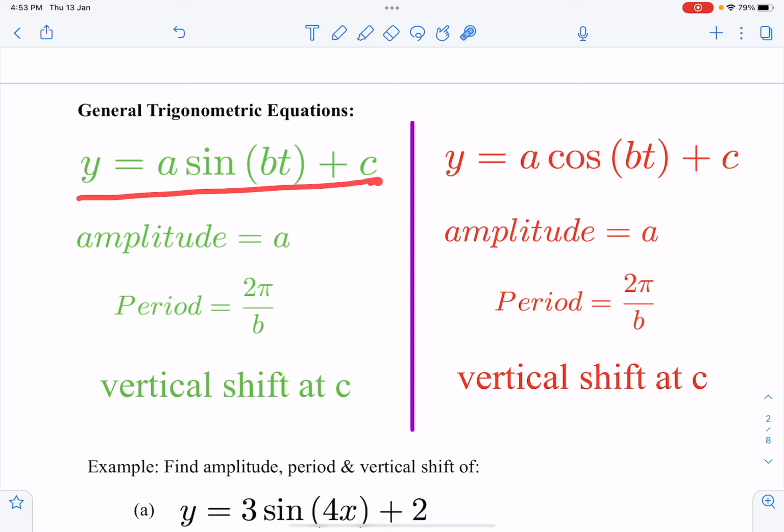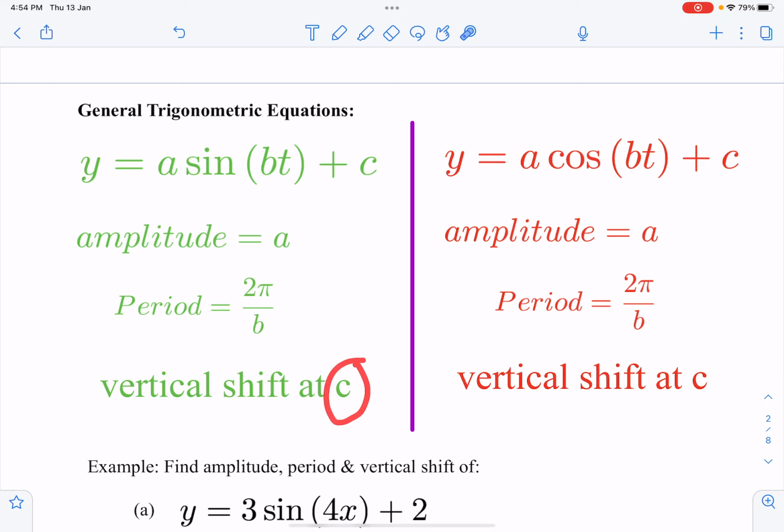So y is equal to A sine BT plus C. BT is inside the angle and plus C is for the vertical shift. So amplitude is A, as I told you. The coefficient of sine or cosine becomes the amplitude but positive. Then period is 2 pi divided by B. Why divided by B? Because the angle is multiplied by B. So that will come in the denominator of the 2 pi, and like that the period will be decided. Whatever is that B, according to that the period will be 2 pi divided by that number B.